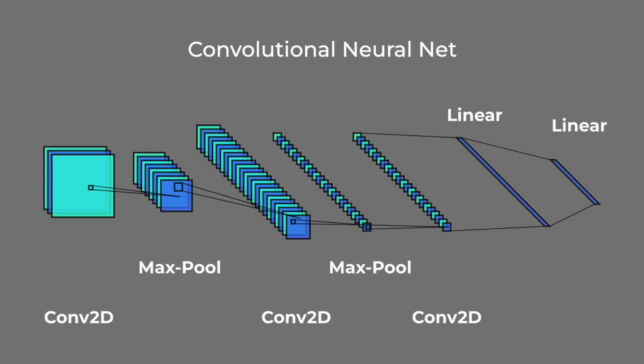Now let's build the model. This is the architecture we want to build. It consists of 3 convolutional layers with max pooling in between, followed by 2 linear layers for classification in the end. And of course, we also want activation functions in between.